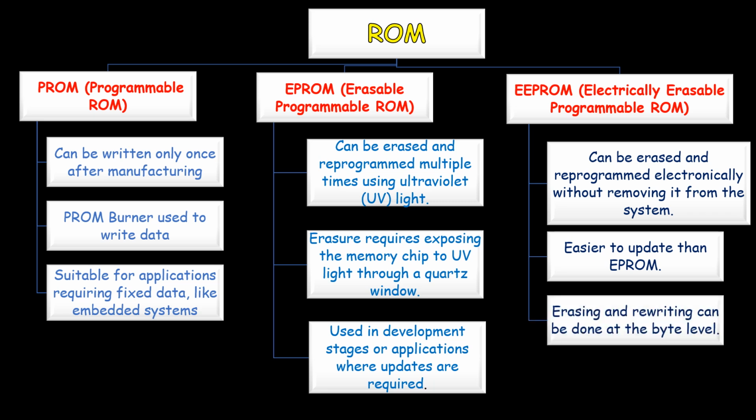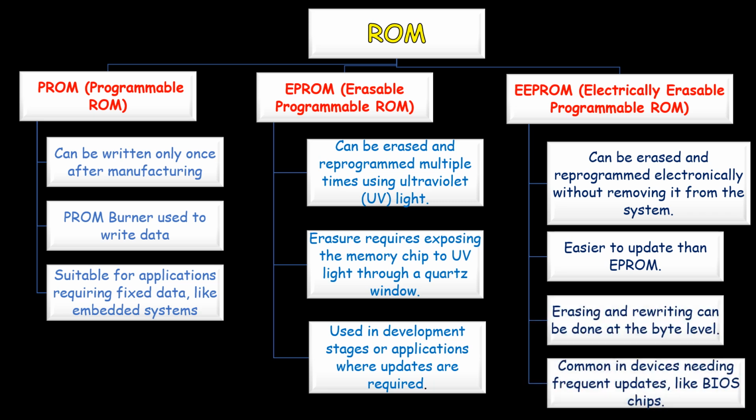It can be erased and rewritten electronically. Also, you can change specific bits of data without removing the chip. This is great for updatable systems like the BIOS in computers, where updates are needed over time. To summarize, PROM is used for fixed, unchanging data, EPROM for development where data changes, and EEPROM allows frequent easy updates, perfect for modern devices.